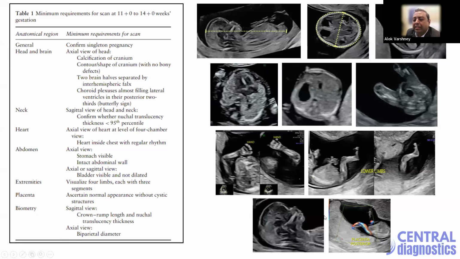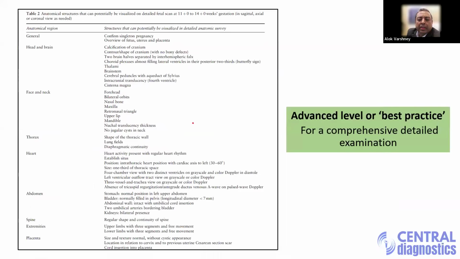Assess the placenta, just make sure it is homogeneous without any cystic spaces. And then we need to just do a biometry, which is CRL. And nowadays in the current guideline, the biparietal diameter is also included in the guidelines. So these are the biometric measurements that have to be done.